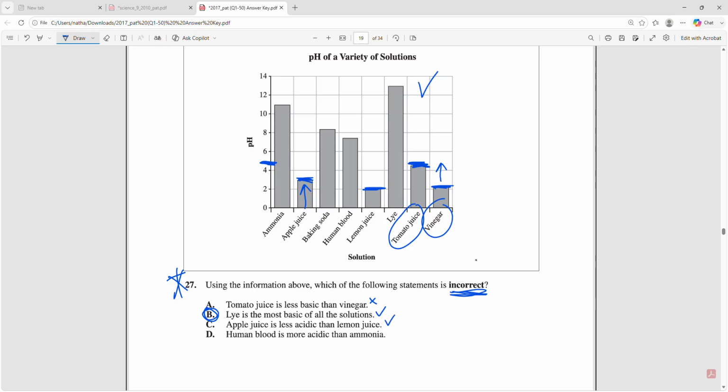Human blood is more acidic than ammonia. Human blood, and where's ammonia? Over here. Human blood is more acidic. Yes, it's lower. That's also correct. So the right answer for this one should be A and not B. Okay, so that's another one I'm going to have to correct in the answer key. I'll just verify again. Tomato juice is less basic than vinegar. No, it's higher up than vinegar on the pH scale, so it's more basic. So that one should be A. Okay, good thing that we're reviewing this.